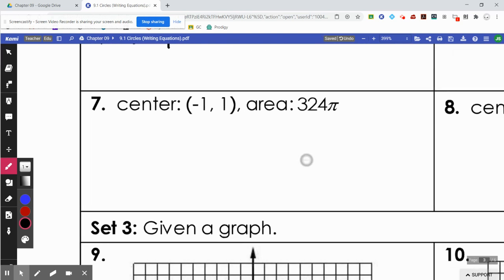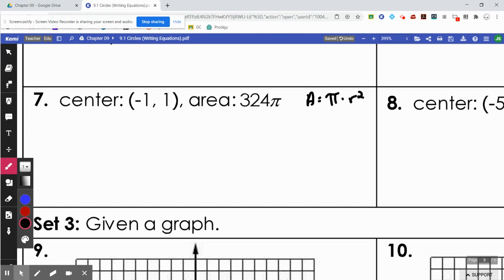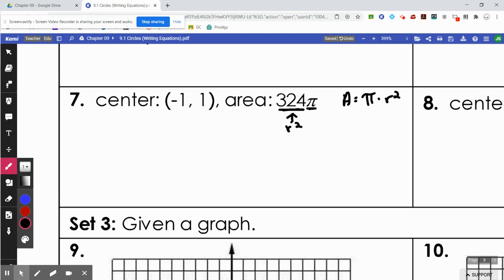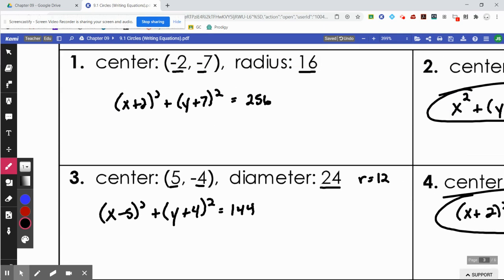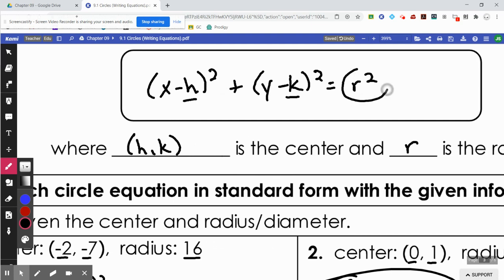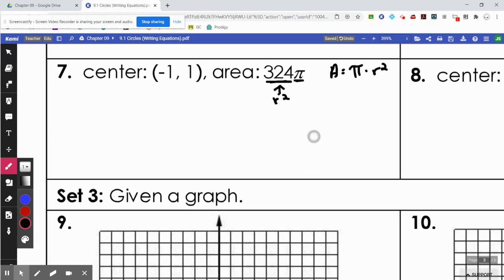Number 7 gives you an area. Reminder that area is pi times radius squared. So in this problem, I'm going to show you a shortcut. Here's pi. That means that this right here is r squared, or radius squared. Well, think about it. In our circles, x squared plus y squared equals not radius, but actually radius squared. So the r squared is 324.